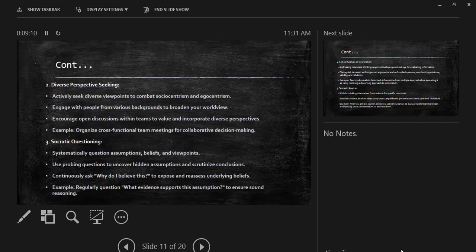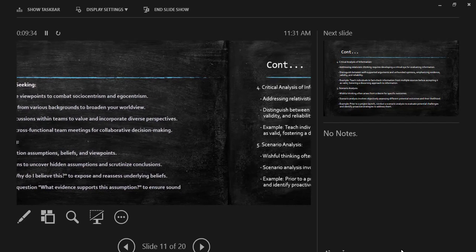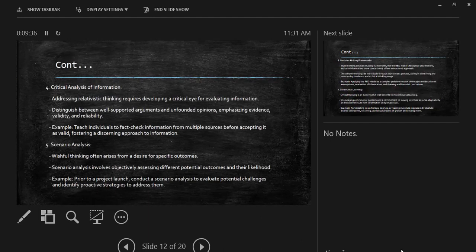The third strategy is Socratic questioning. As the name indicates, it is questioning our assumptions, beliefs, and points of view, using probing questions to uncover hidden assumptions and scrutinize our conclusions. Continuously ask why I believe this, to expose underlying beliefs. Example, regularly questioning what evidence supports this assumption to ensure sound reasoning.